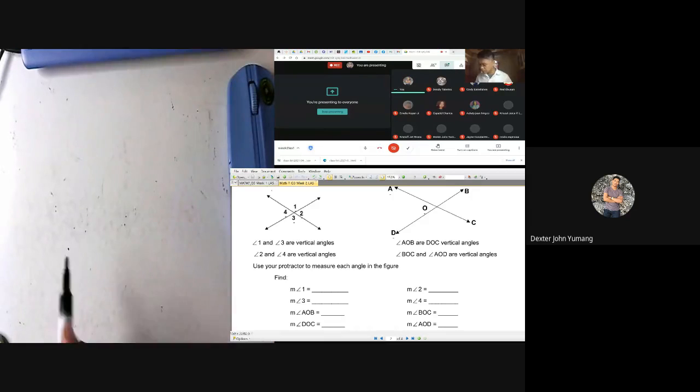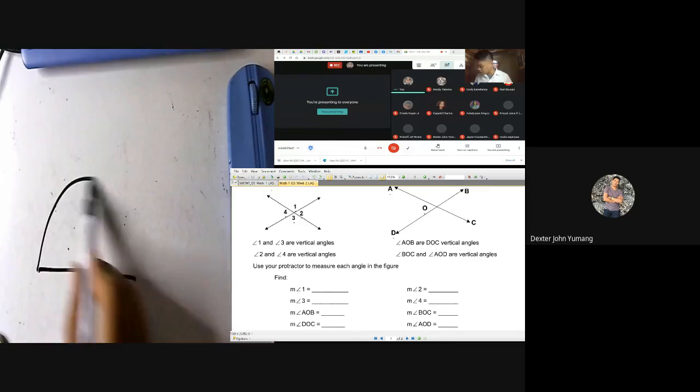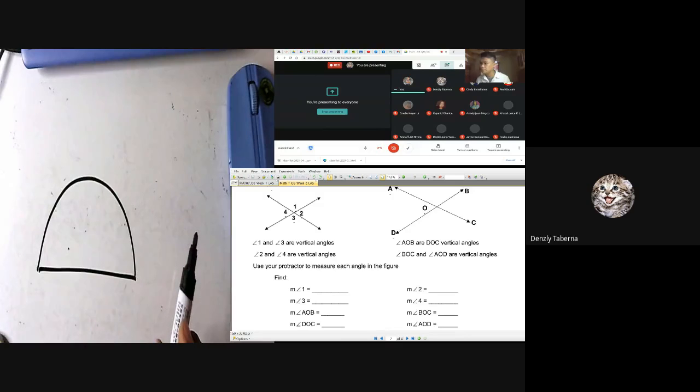So, ang protractor po, sino may protractor sa bahay nyo? Ako po, nasa box. Okay, sir. Ano, sa drawer. So, kung meron kayong protractor, pwede nyo siyang ilabas mamaya or pwede ngayon na.